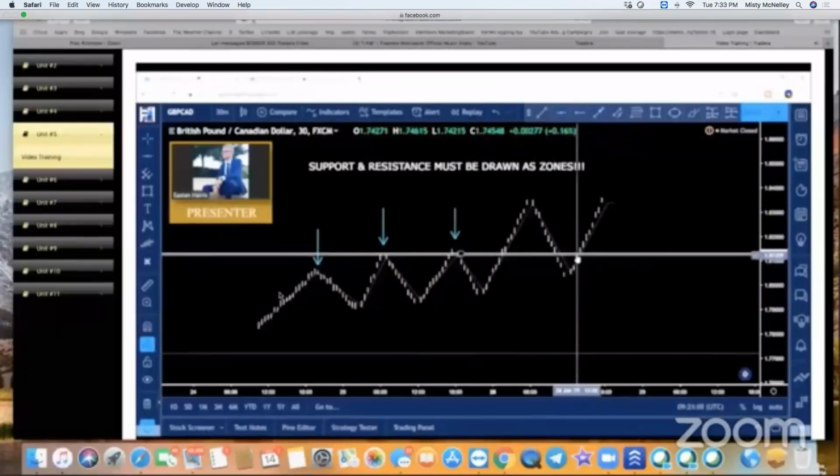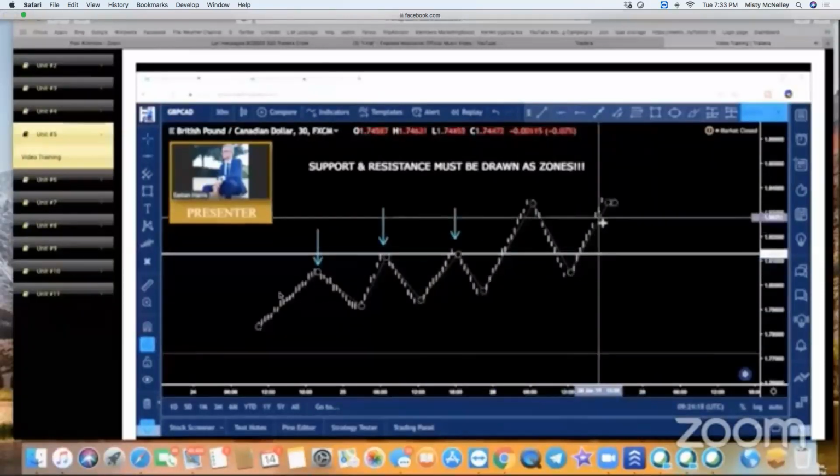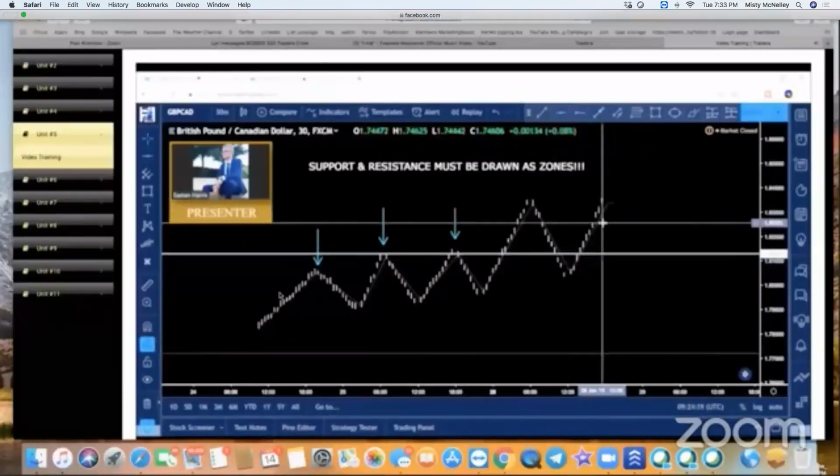And we're going to talk more about this when we talk entries. But it's going to retest. You're going to enter for a sell, and you're going to lose. You're going to lose money. 7 out of 10 times, you will lose money on a support and resistance line.